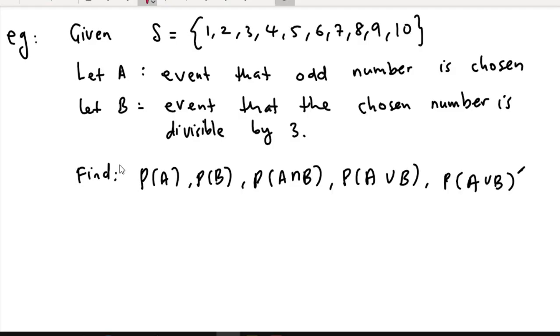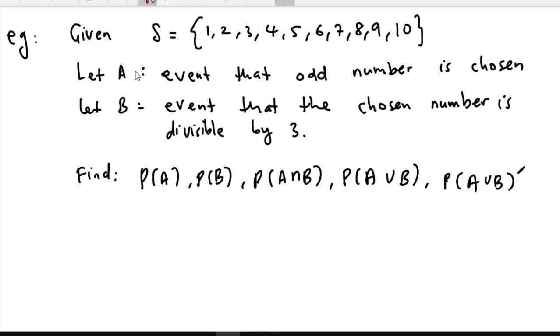Let's see the example. Given set S represents the digits 1, 2, 3, 4, 5, 6, 7, 8, 9, 10. Let A be the event that an odd number is chosen. Let B be the event that the chosen number is divisible by 3. Find the probability of A, the probability of B, the probability of A intersect B, the probability of A union B, and the probability of A union B complement.